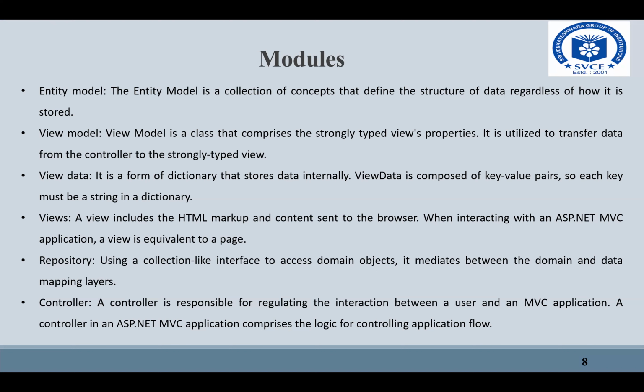View data is a form of dictionary that stores data internally in the ASP.NET MVC framework. It is composed of key value pairs where each key must be a string. It is used to pass data between a controller and a view. It is used to store small amounts of data that are needed by the view but are not part of the model.